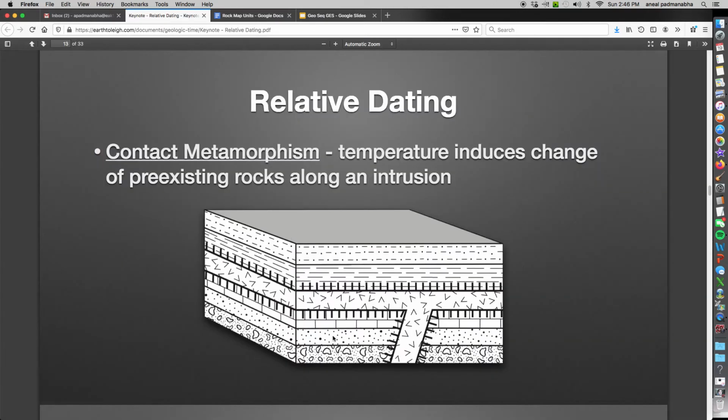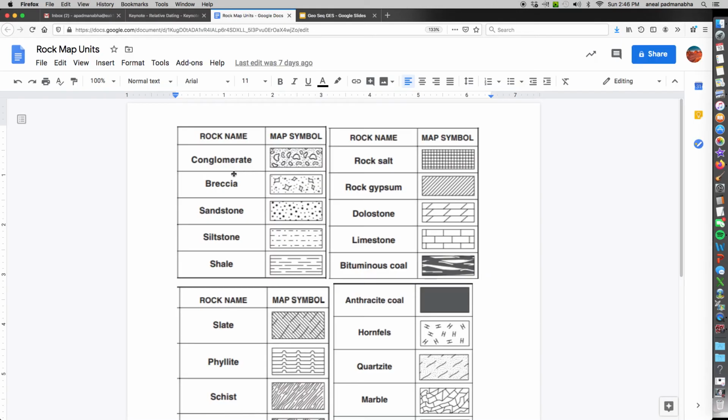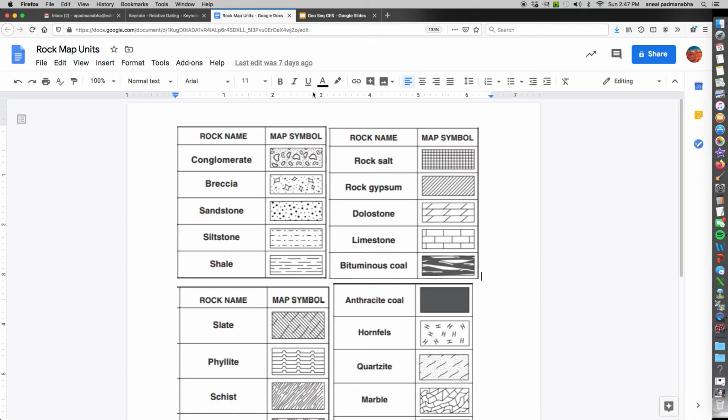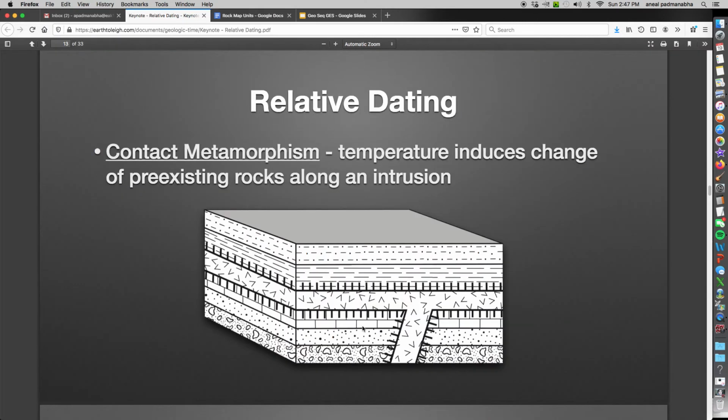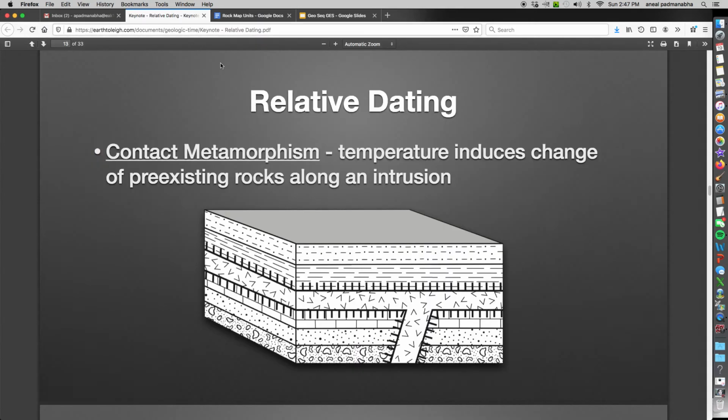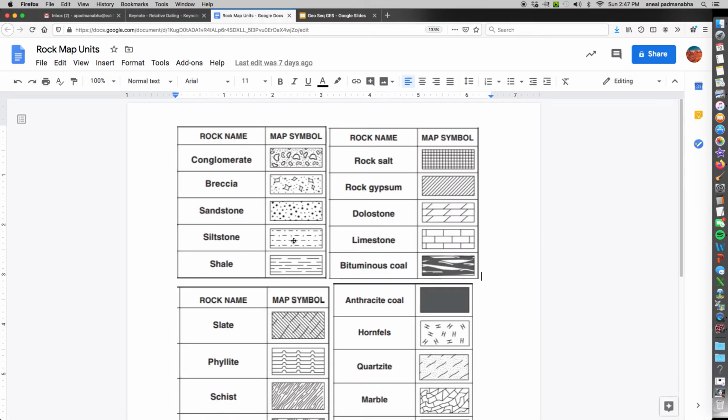Going back to this one, the next layer, a bunch of dots all over the place. So a bunch of dots right here, that's sandstone. Next layer up, we've got a bunch of bricks. If we take a look at the bricks, where are bricks? Here's some bricks. So that is the rock limestone. Next layer up, right here, we have these parallel lines. That is called shale.